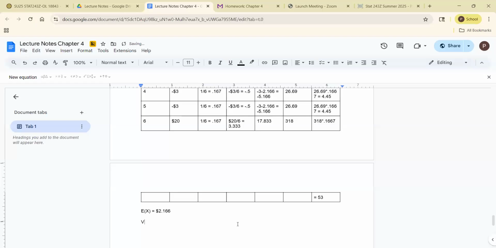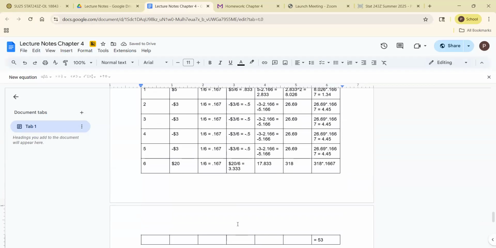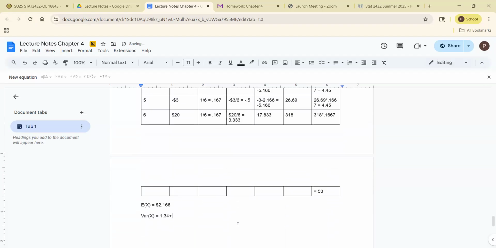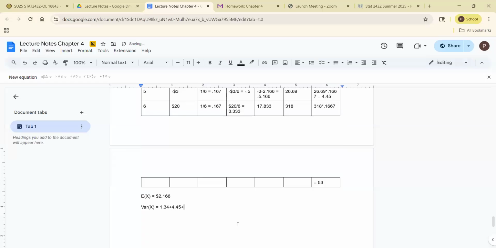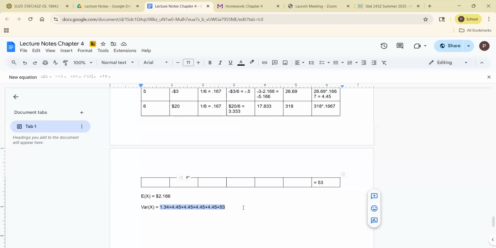So our variance is going to be 1.34 plus 4.45, a bunch of different times, plus 53, which equals 72.14.